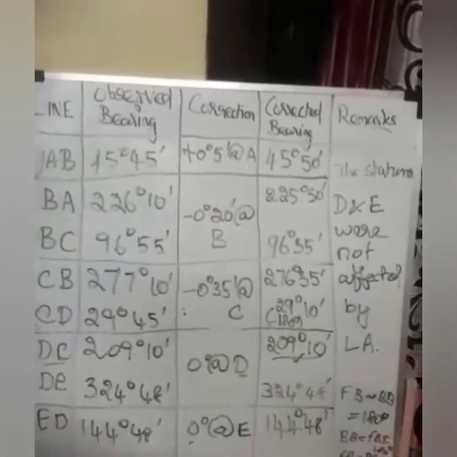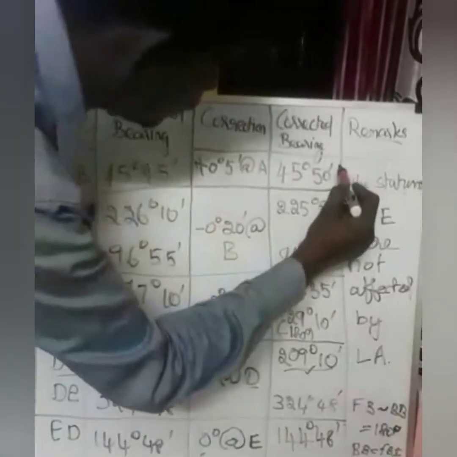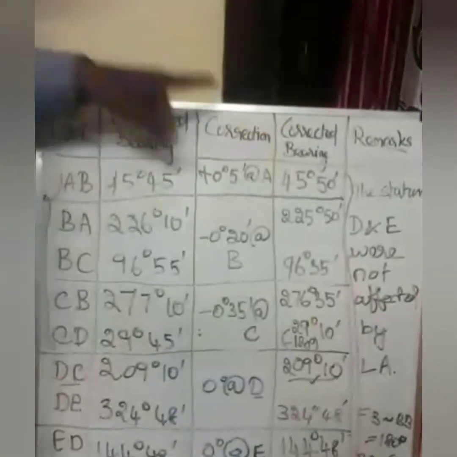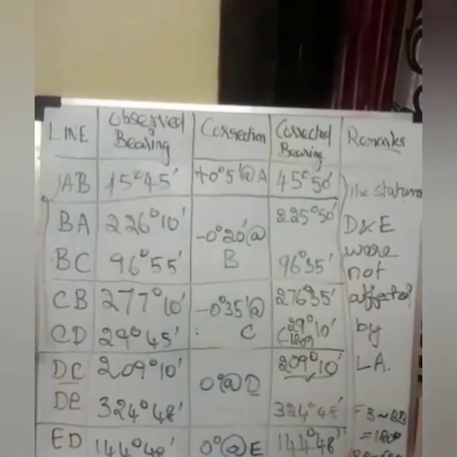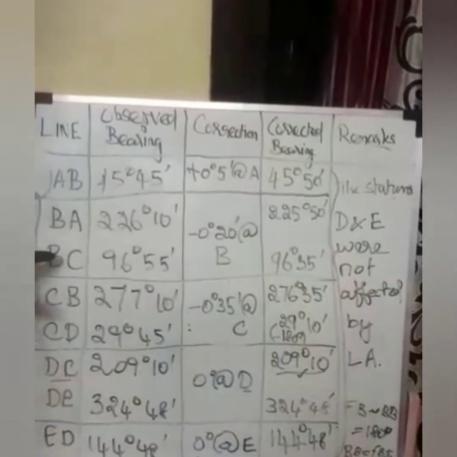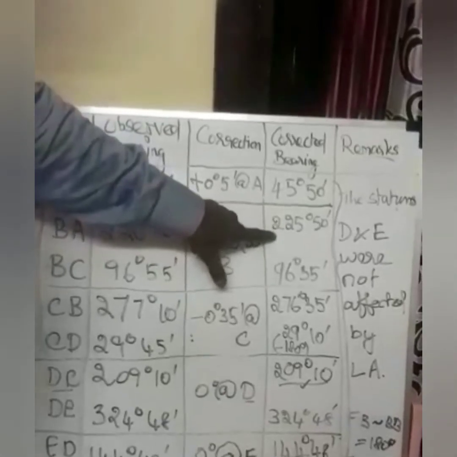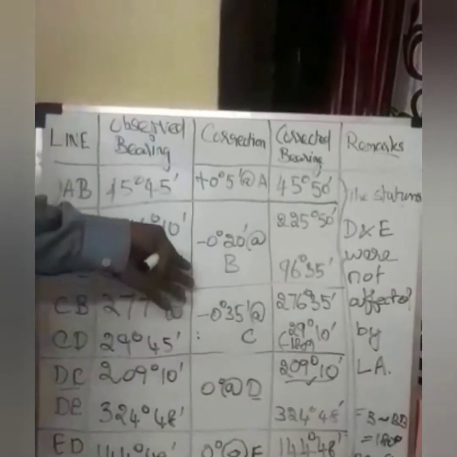That's all. The final answer of the given problem is the corrected bearings of lines AB, BC, CD, DE: 45 degree 50 minutes, 225 degree 50 minutes, and so on. That's all. This is the final answer.